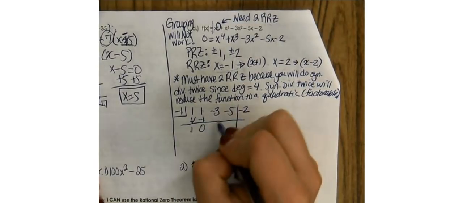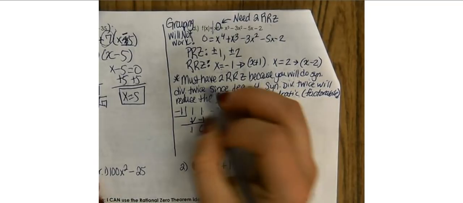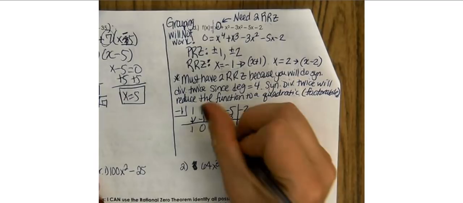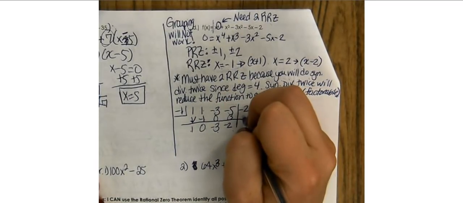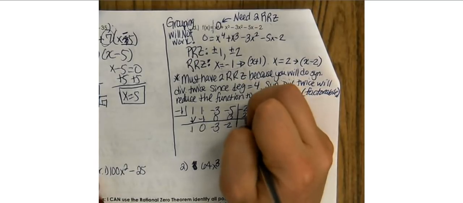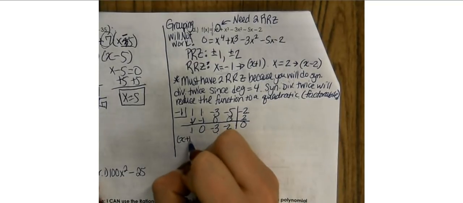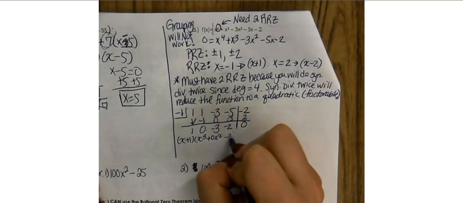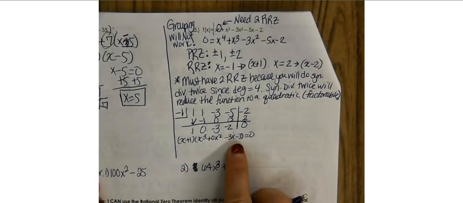Negative 1 times 0 is 0. Negative 3 minus 0 is negative 3. Negative 1 times negative 3 is 3, and negative 5 plus 3 is negative 2. Negative 1 times negative 2 is equal to 2, and negative 2 plus 2 is 0. So now what I currently have is x plus 1 times x cubed plus 0x squared minus 3x minus 3 is equal to 0. So I'm going to have to factor this even further.